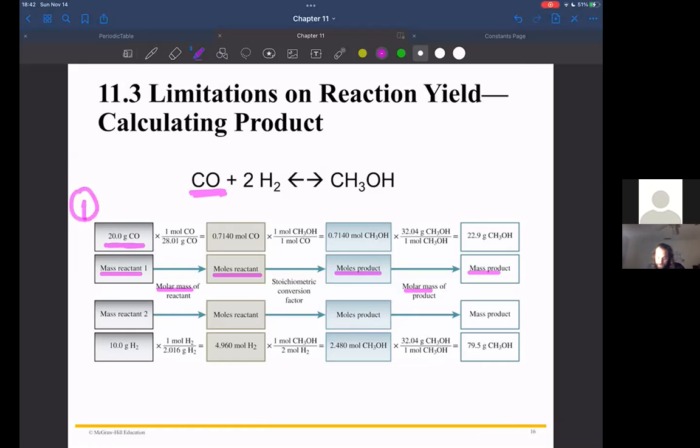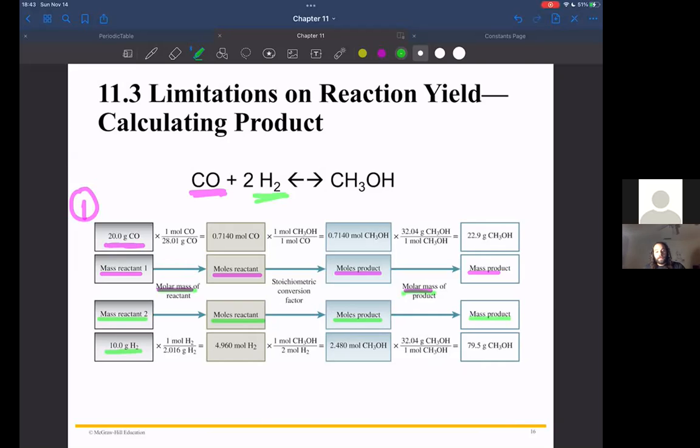This is calculation 1. Now you're going to do the exact same thing, but starting out with the amount of hydrogen. So now I start out with my 10 grams of hydrogen gas. That's the mass of reactant 2. I convert to moles of reactant 2 using the molar mass of that reactant. And then I get from moles reactant to moles product using the stoichiometric ratio I get from my balanced chemical equation. And then lastly, to the mass of product that I get using, again, the molar mass.